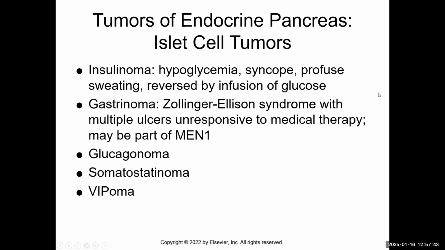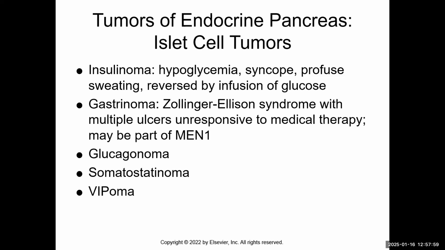And as a result, you have hypoglycemia, syncope, profuse sweating. It's kind of the same symptoms: your blood sugar drops, and you get a little, you pass out. You just give them glucose.